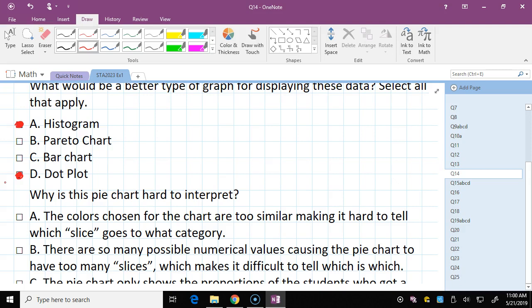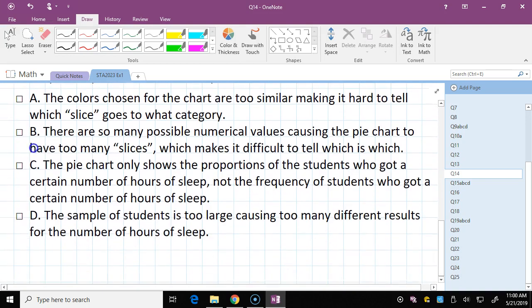Okay? They did us a disservice by putting it in as a pie chart, which leads us to the question, why is this pie chart hard to interpret? So it says, obviously you can't see the colors, but if you're looking at it on the computer, you'd be able to. The colors chosen for the chart are too similar, making it hard to tell which slice goes to what category. Ours is black and white, so that's definitely a harder task for us.